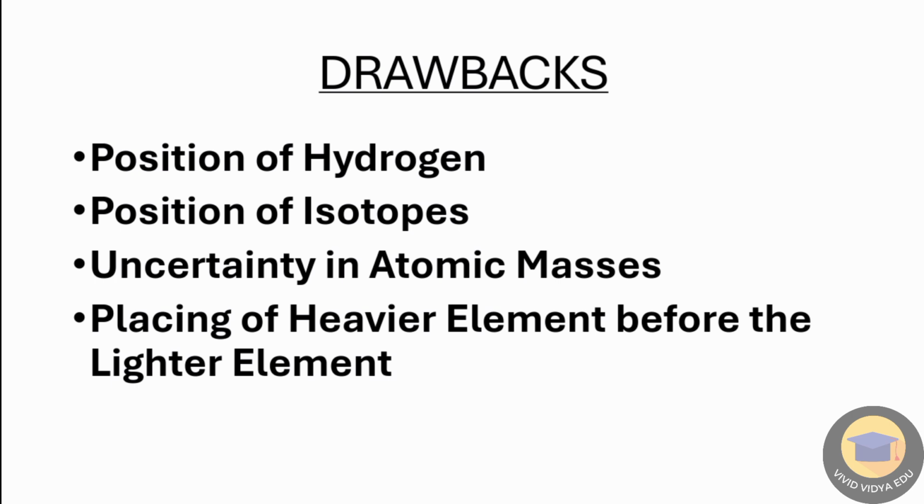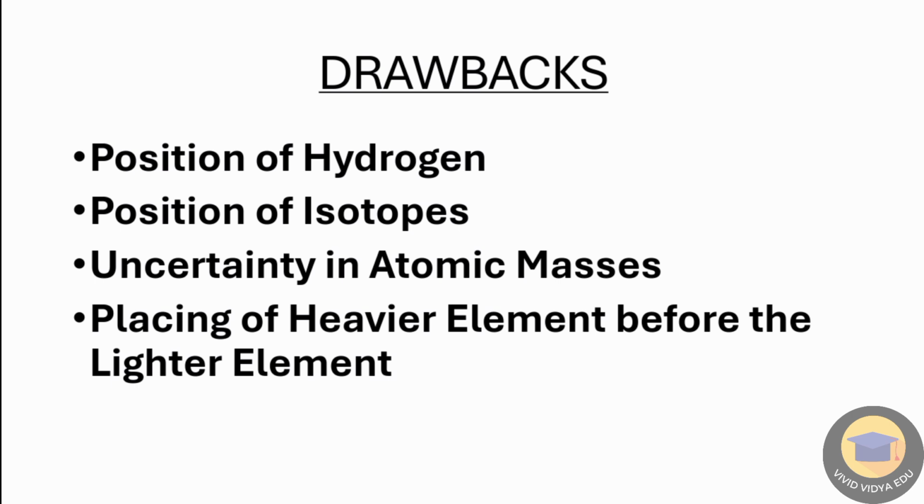Another problem was that the atomic mass does not increase in a regular manner on going from one element to the next. Placing of heavier elements before lighter elements: few elements that possess higher atomic mass were placed before elements having a lower atomic mass. For example, argon with a mass of approximately 39.9 was placed before potassium, whose mass is approximately 39.1.